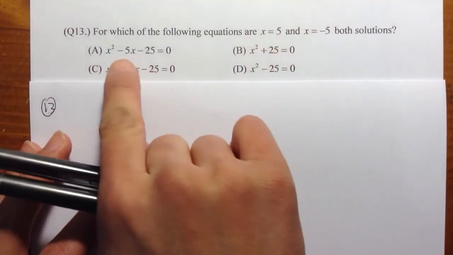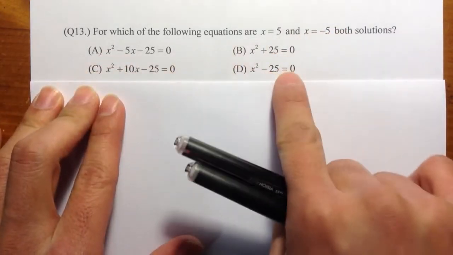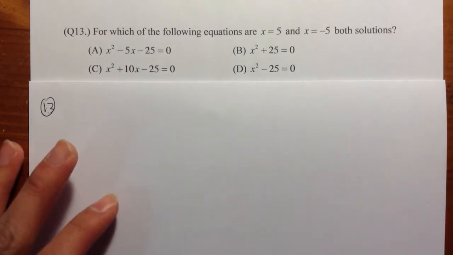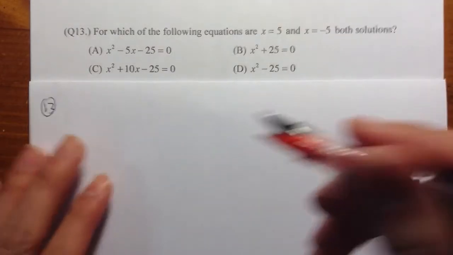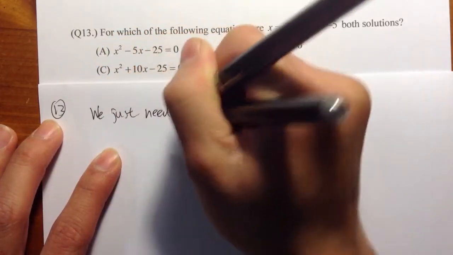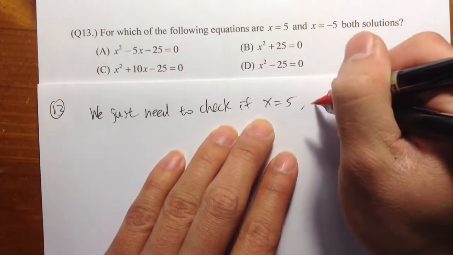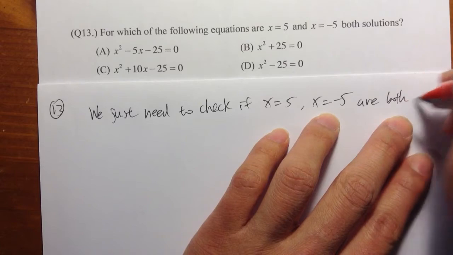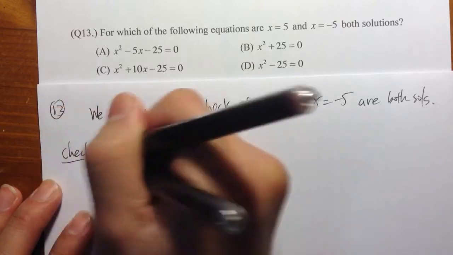Plugging 5 into all the x's and making sure that it works out to be 0, and also plugging -5 into all the x's to make sure that also comes out to be 0. That's one way to do it. I will show you that first, and then I will do another video and show you another way to actually solve the equation. So we just need to check if x equal to 5 and x equal to -5 are both solutions. So check choice A.